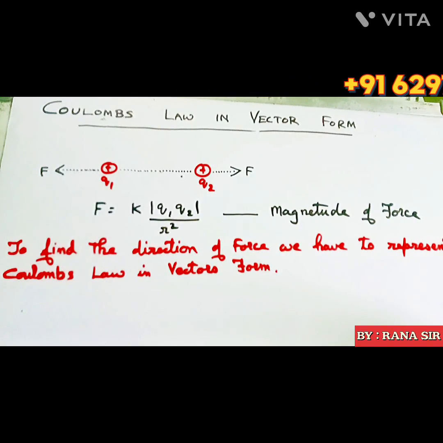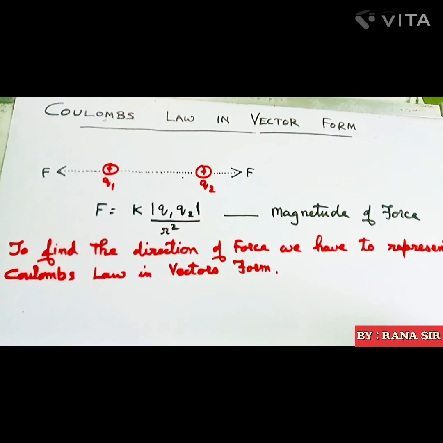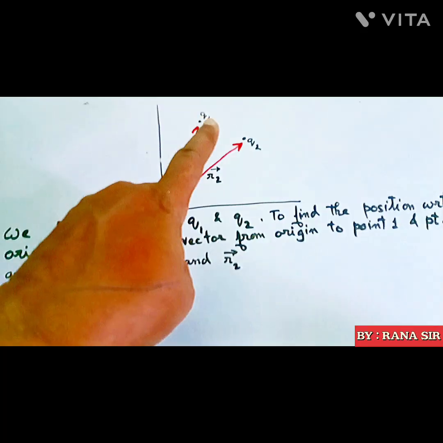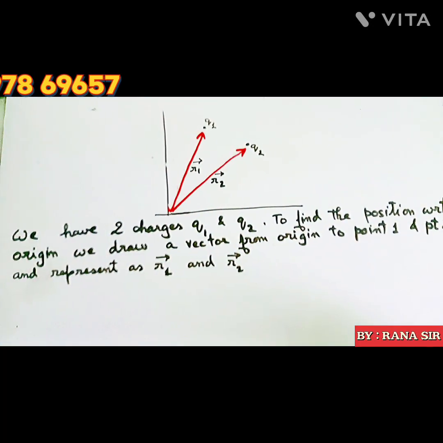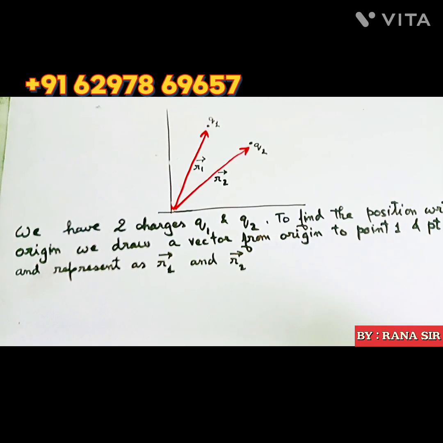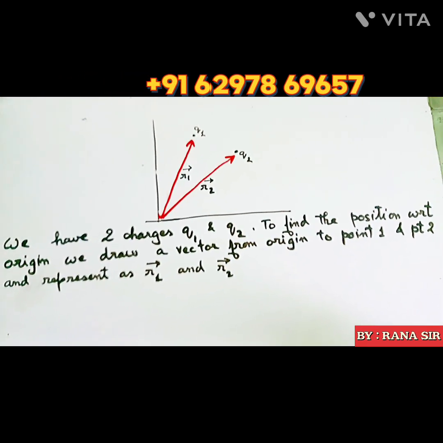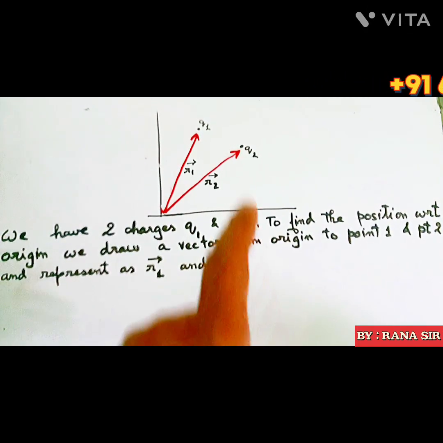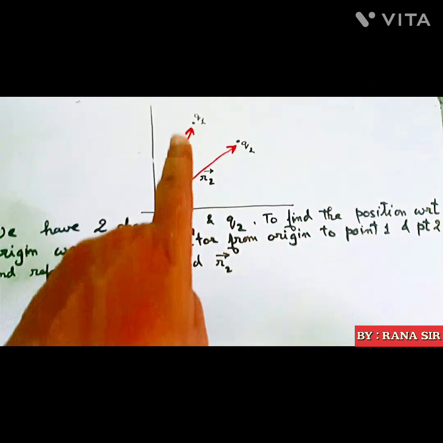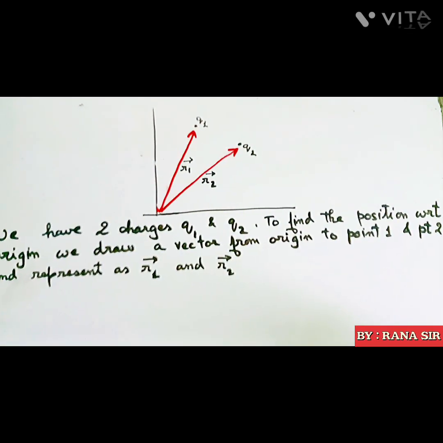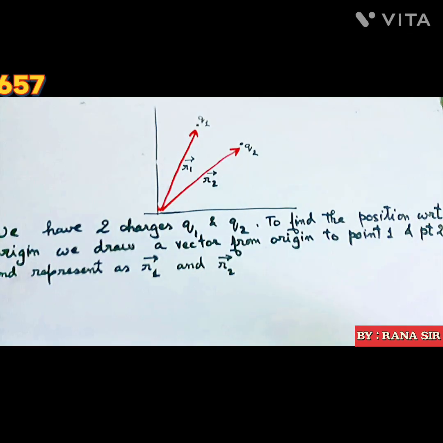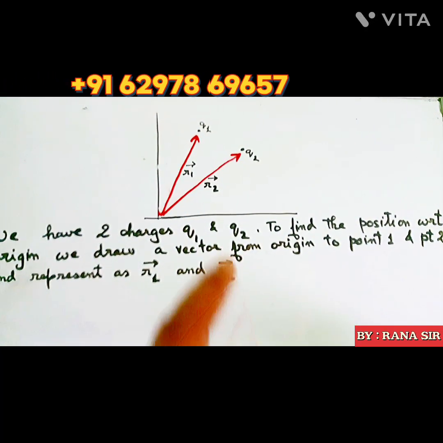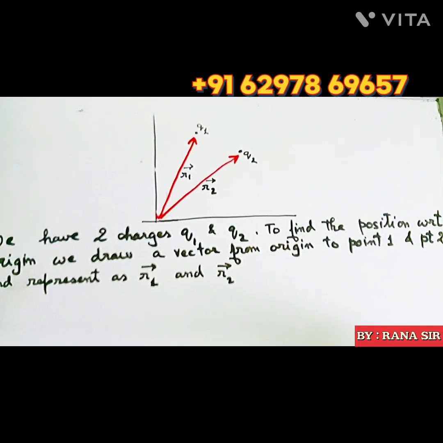Let us understand the way of finding the direction of force. Suppose we have two charges Q1 and Q2, and we need to find the position from the origin. So this is the origin. What is the position of Q1 from the origin? We draw a vector from the origin to this point. Suppose this is point 1, and we name this line as vector R1.